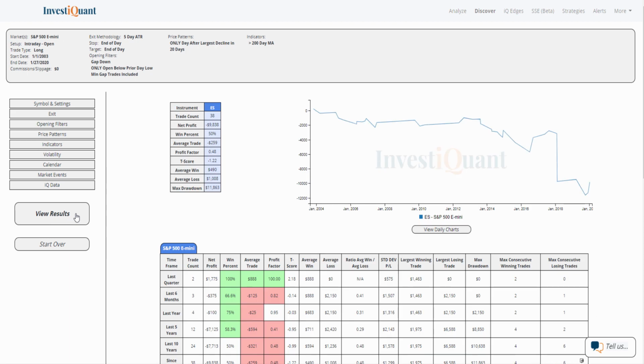Hit view results. Here we go. We got 38 samples historically where this has happened, where we are gapping down below the low of the prior day when the prior day was the largest decline, and that's a close-to-close move over the past 20 days and above the 200-day moving average. So equity curve here looking pretty poor. However, if you look at the stats, 1% coming in at 50%.